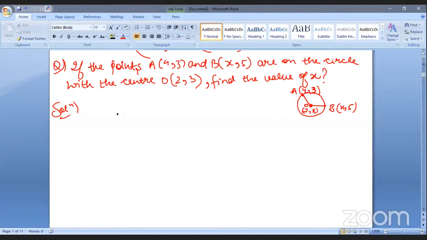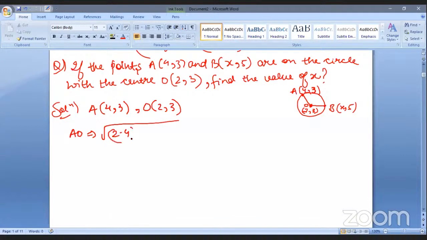So the distance formula, how will we apply it? Because we know AO will be equal to OB. So we'll just apply it, and what will we get? A we know, O we know. So what is AO? Under root of (x2 minus x1) whole square plus (y2 minus y1) whole square. That comes out to be (minus 2) whole square, 4, and 0. So it would be 2.